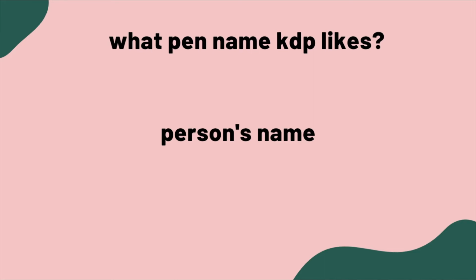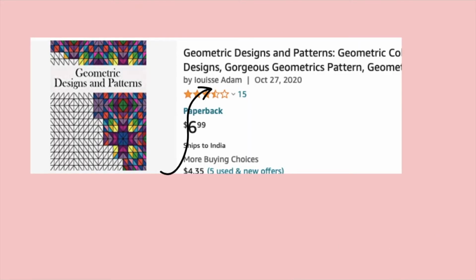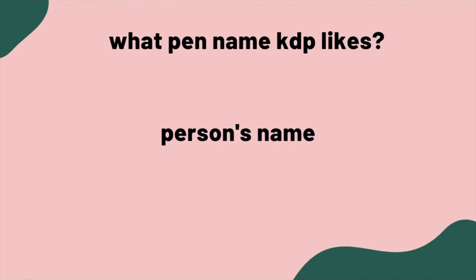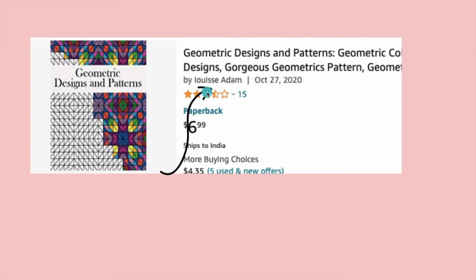So we are avoiding generic names, because obviously if a person is typing Priyanka Dubey, there are a lot of Priyanka Dubeys on KDP. So how am I going to be different? This is not making any sense, right? To make myself different from others, you have to use a tool which I'm going to talk about in a second. For example, this is an example which is using a person's name: geometrical design and patterns, and the name is Louis Adam.